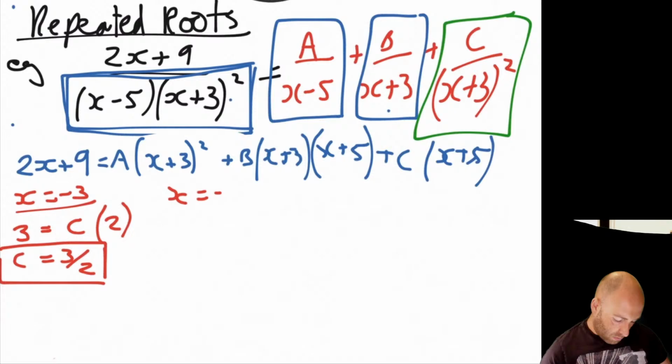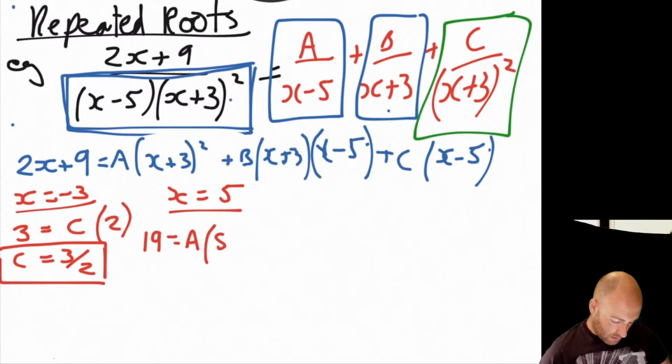Then we're going to let x equal minus 5. Oh, hang on, I made a mistake there. So we're going to let x equal plus 5. So we're going to get 10 plus 9, which is 19, equals a times 3 plus 5, 8 squared. This one's going to be horrible, isn't it? So 19 divided by 64, that is 19 over 64. Cool.